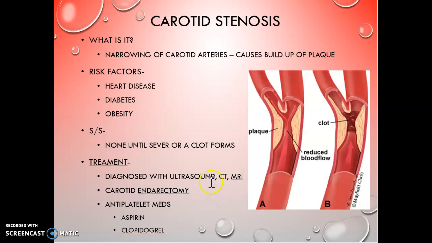Obviously, it's diagnosed with ultrasound, CT, or MRI. And treatment is a carotid endarterectomy, and that's where they basically go in with a catheter. It's just like a cardiac cath, except they go in here and they widen this place so that the blood flow is good. We like blood flow to the brain, and also this plaque is pushed out of the way, so there's less risk of clots. People who have had a carotid endarterectomy, there's a stent placed just like with a cardiac cath. So they will be on antiplatelet meds like aspirin and clopidogrel.